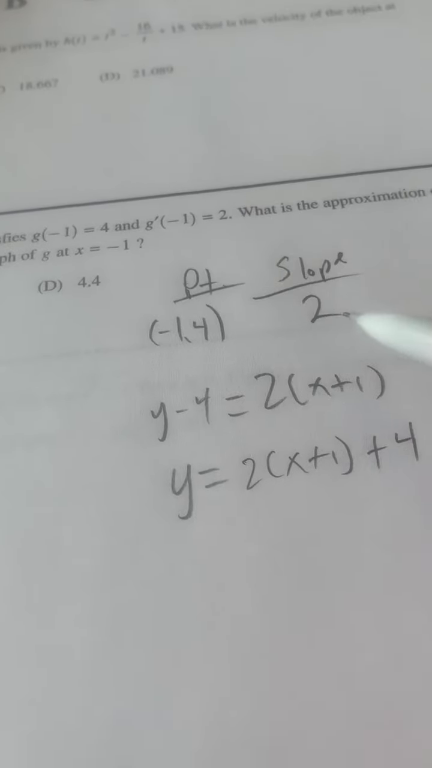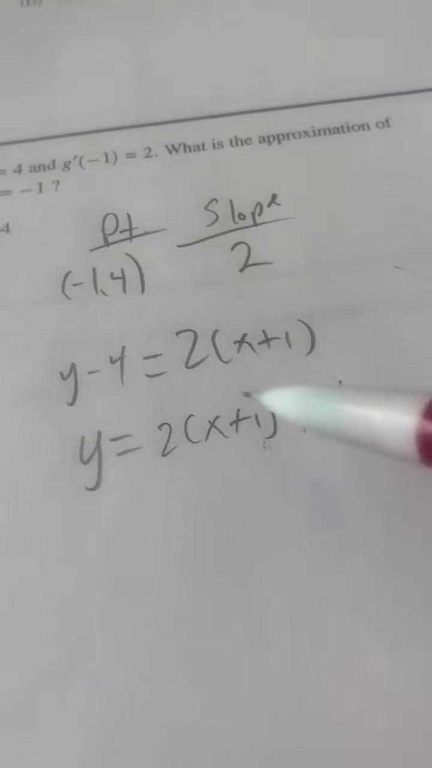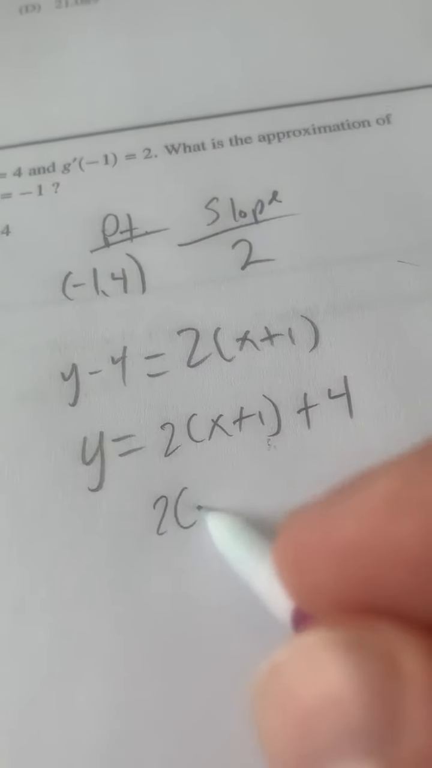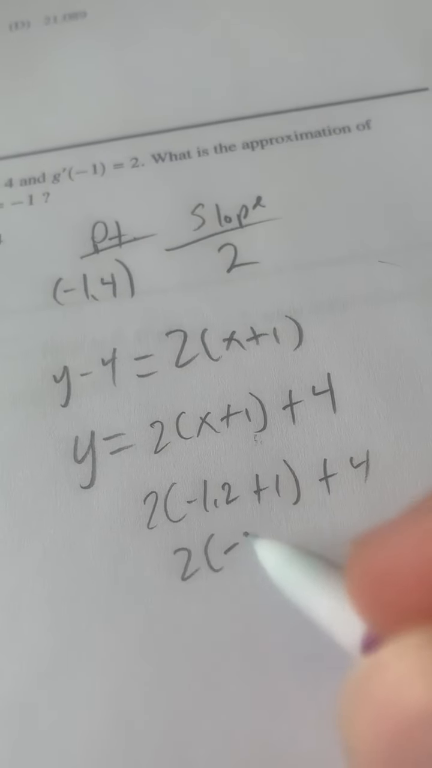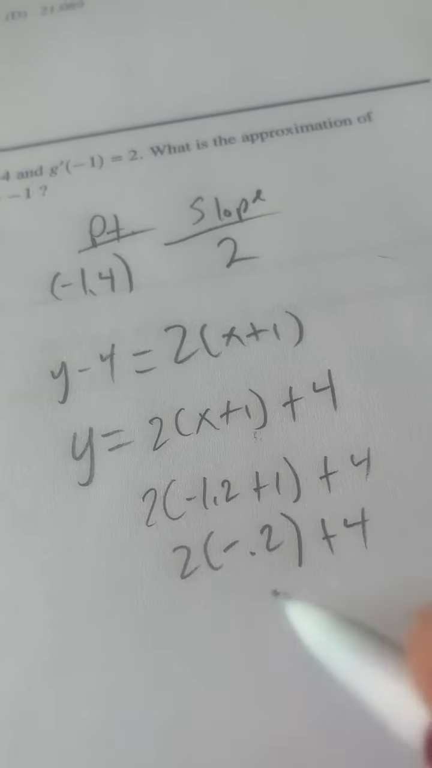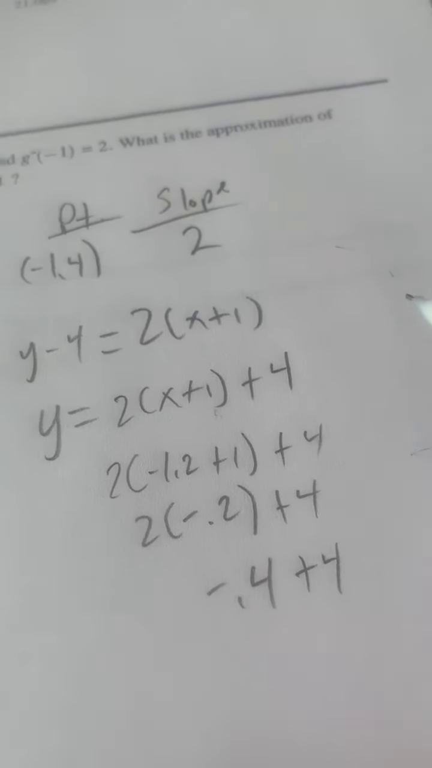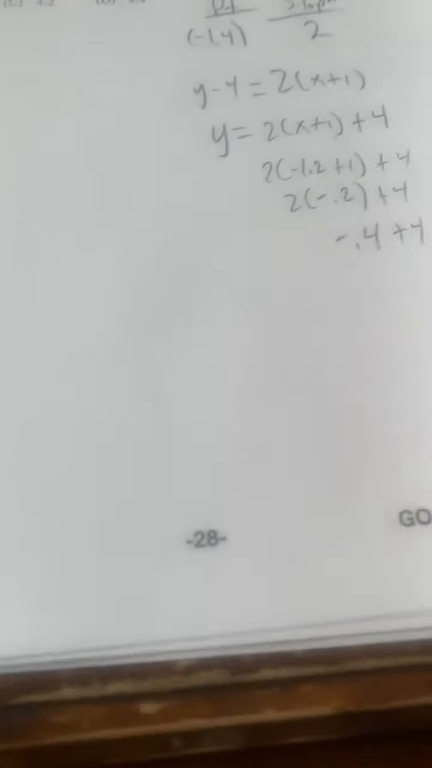And this is very close to the function, as long as we are close to x equals -1. So we're going to plug in -1.2. So I get 2 times -0.2 plus 4, so I get -0.4 plus 4, which would be 3.6, so we get A. You are welcome to use a calculator on that if you need it.